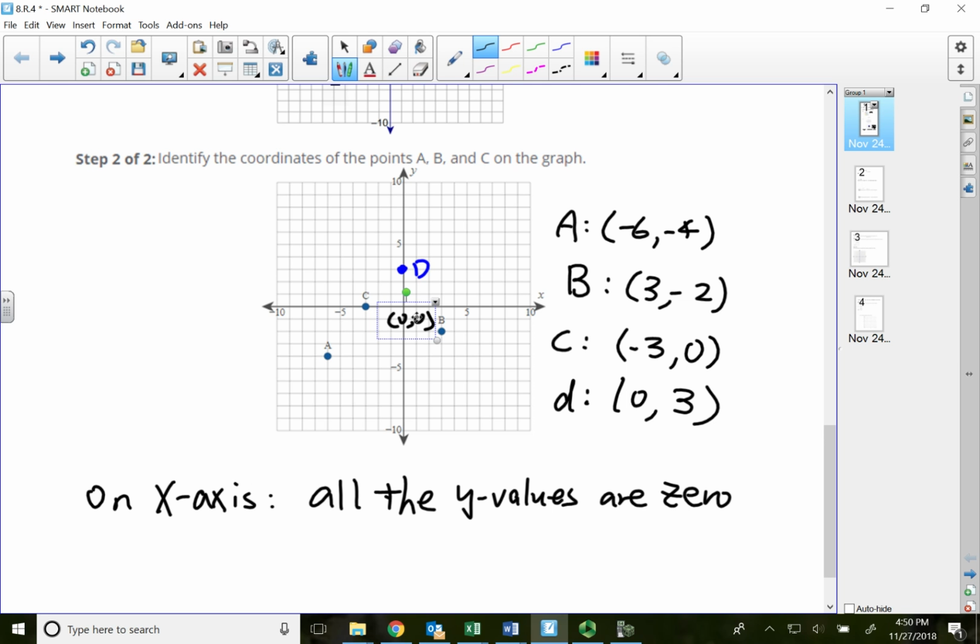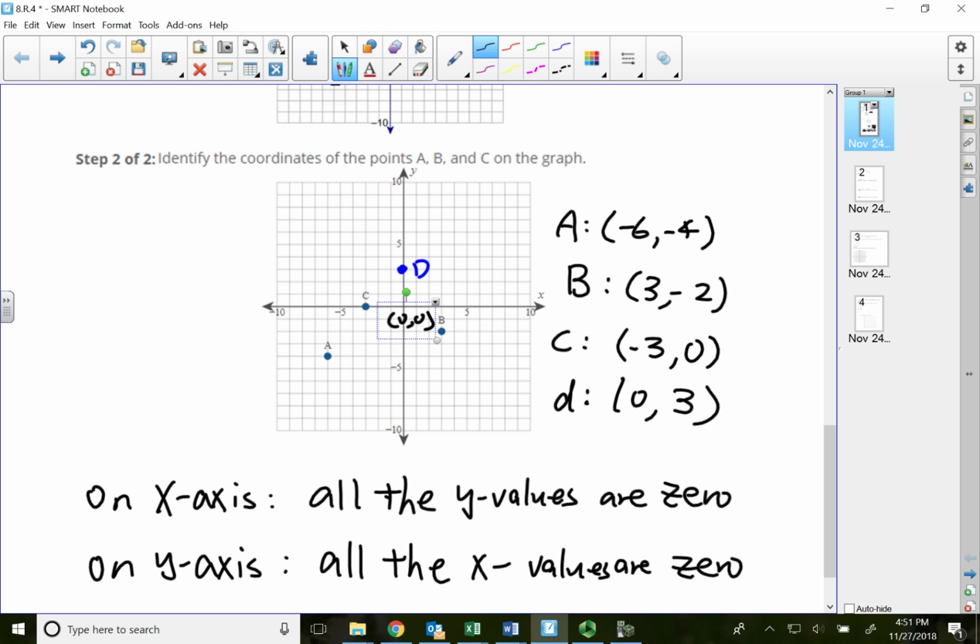All right, so if I want to plot any points on the y-axis, then I do not need to go to the right or left. I simply shift up or down. So that means on the y-axis, all the x values are actually 0. All right, very important concept.